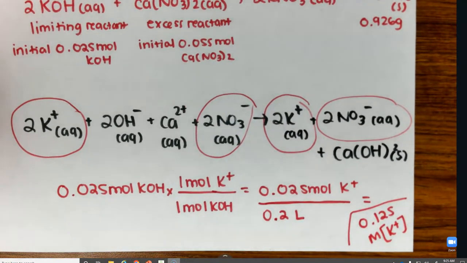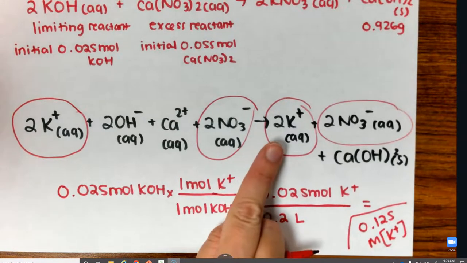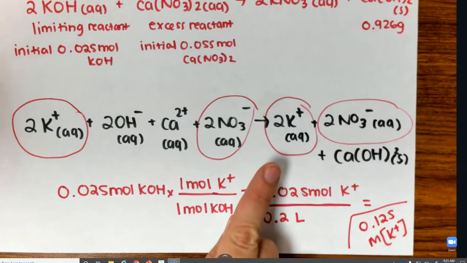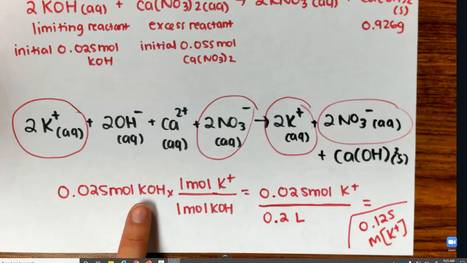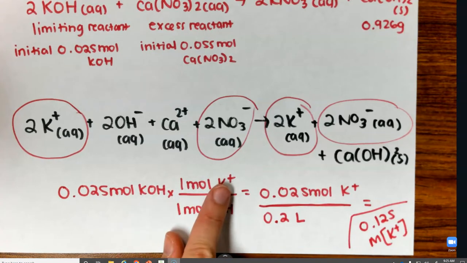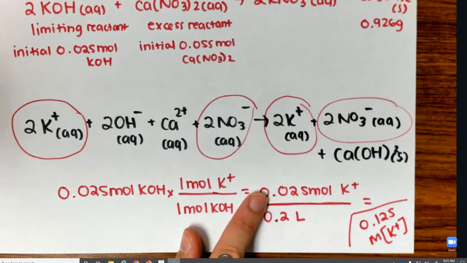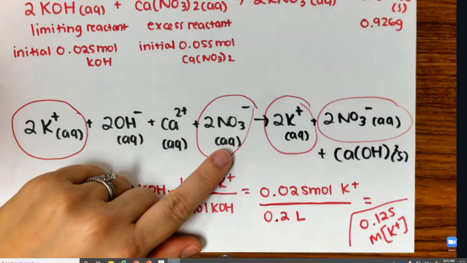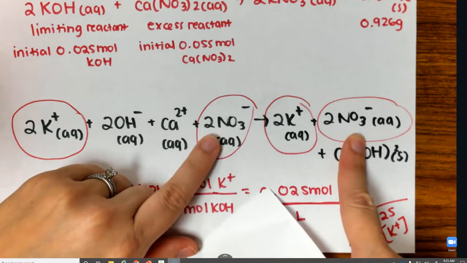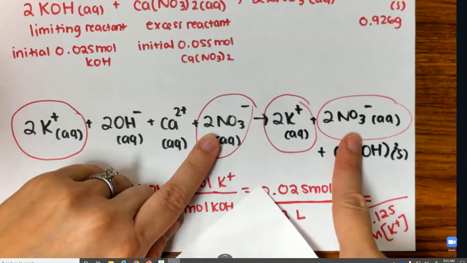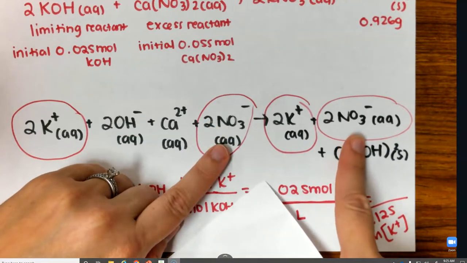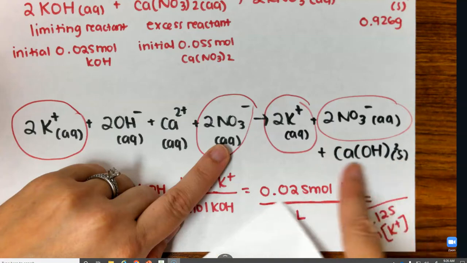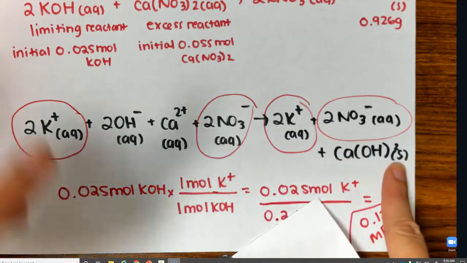Let's look at that again. Because it's a spectator ion, the amount you start with equals the amount that you end with. So I went back and looked at how much potassium hydroxide I started with. That means I had that many moles of potassium ions. Divide by the total or final volume. Let's repeat that with the nitrate, because nitrate was also aqueous before and aqueous after, so it was not used at all. The amount we started with equals the amount that we ended with, because it didn't make any part of that solid.